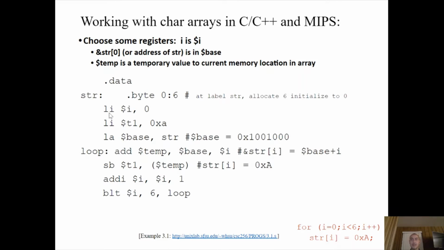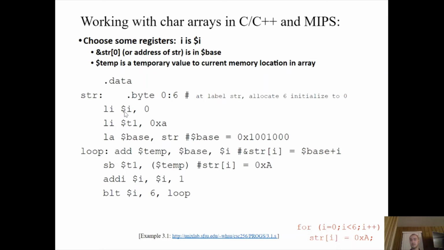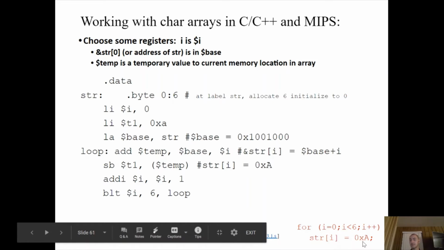The next thing that is happening is you are initializing I to 0. So that is for the for loop. And we have seen how to do for loops before. So basically, we are doing an I to 0 here. And then in your T0, you are saving the value 10, or A in hex, so that we are going to use it later because we're going to assign this value to the elements in the array. So we are saving that in T0 for now.